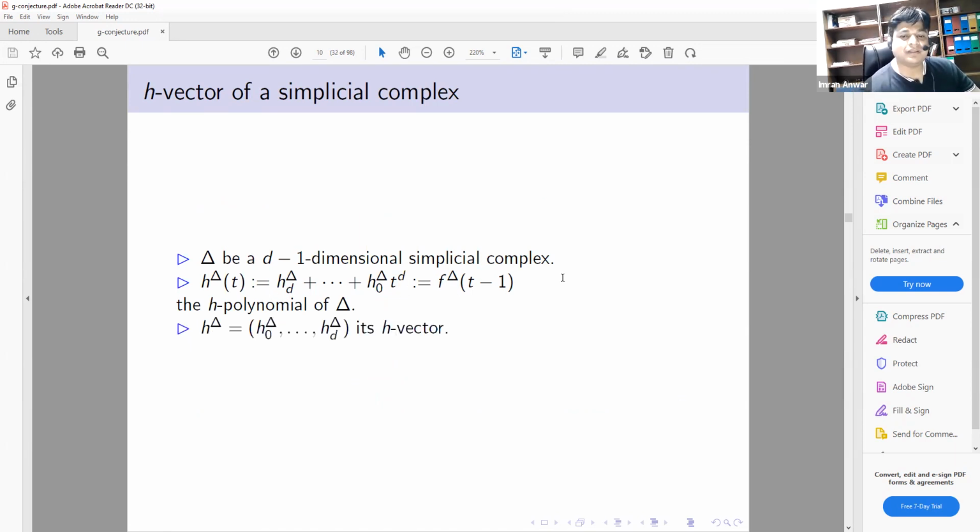The coefficients which appear in this polynomial, we order them in another way, the same way we labeled the F polynomial, in the reverse manner. So h zero is going to be the coefficient of the t to the d term, then the d minus one term, and so on. The constant is going to be h d. So this particular vector is called an H vector. And this is a very, very important vector. Many, many problems in the theory of combinatorial enumeration are encoded in this particular vector. It is a very important invariant, and apparently a sister vector of the F vector, since we get it from the F vector.